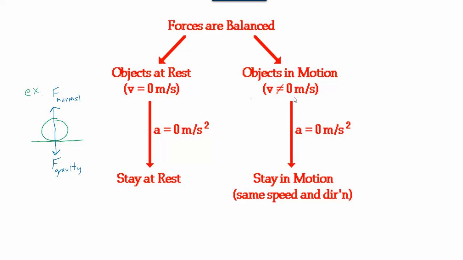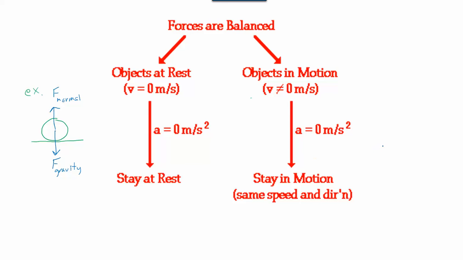Now, the other possibility is that the bowling ball is already in motion, so its velocity is not 0. The acceleration of it will still be 0 because there is no overall unbalanced force acting on it, trying to accelerate one way or another. So the result is that the object will stay in motion with the same speed and same direction.